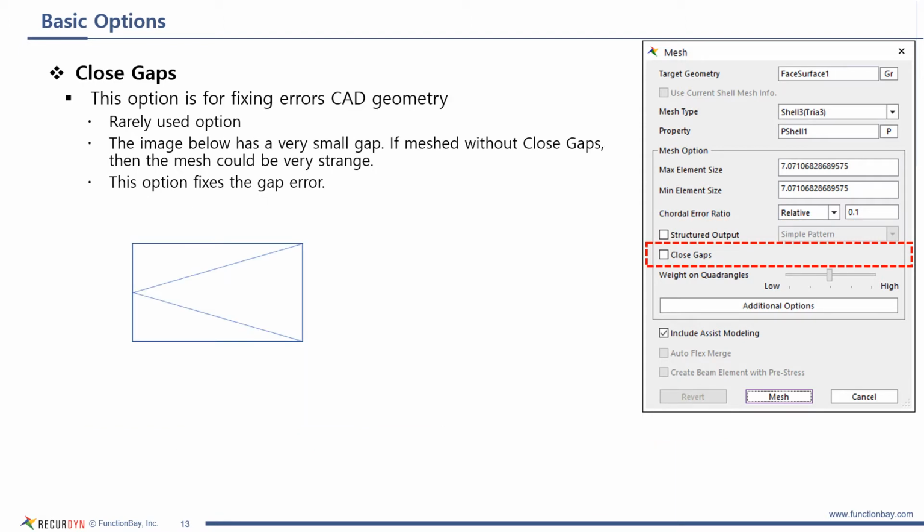Closed gaps is an option that is seldom used. In rare cases, the CAD data has some errors. As shown in the image, the vertex should be touching the left edge, but the CAD data can have an error in it. There can be a very small gap between the edge and the vertex, like this. This error might be invisible.